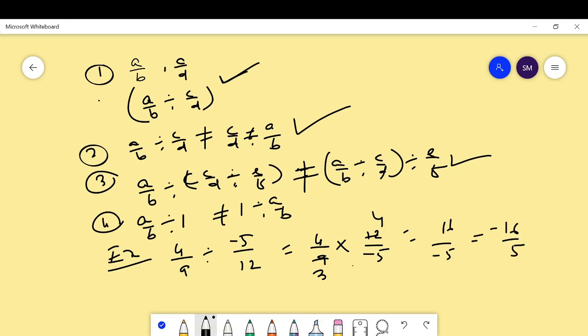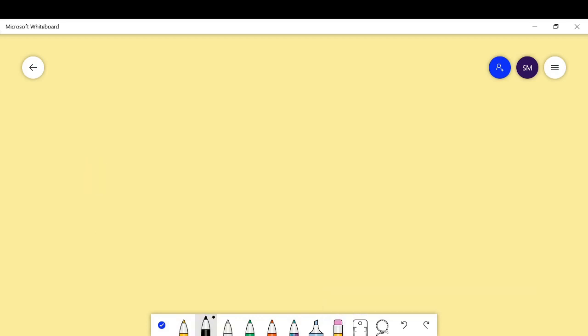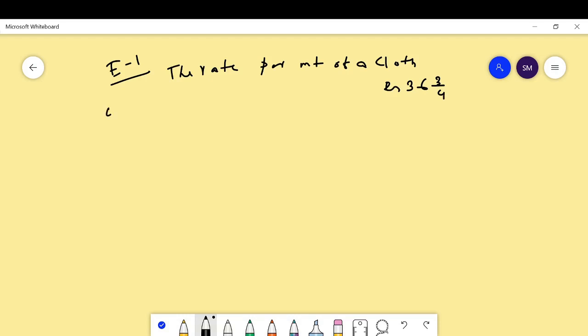Then you may do some word problems also. Application of rational numbers means some word problems. Here the word problem says, find the cost of 3 whole 2 upon 5 meter of cloth if the rate per meter of the cloth is 36 whole 3 by 5. Then we have to find out the cost.